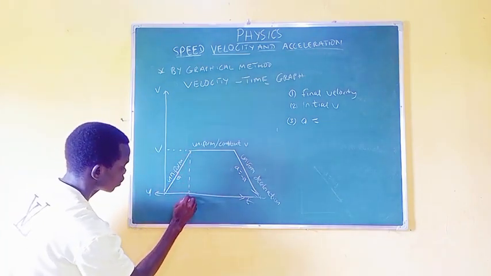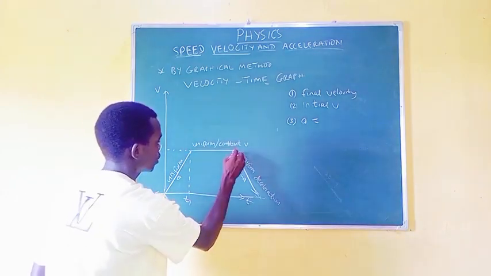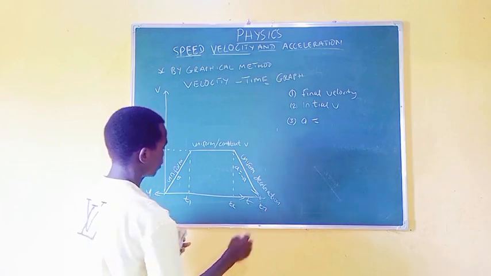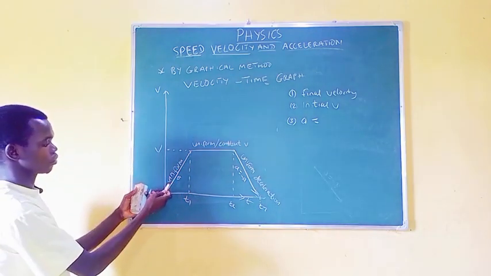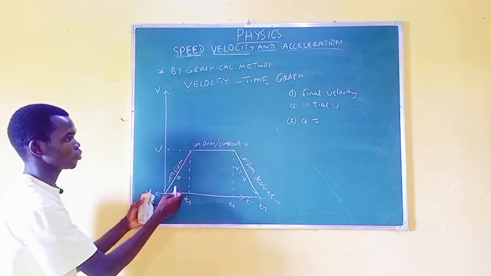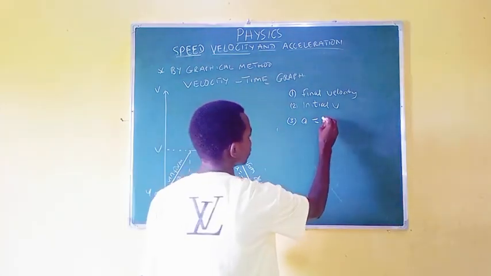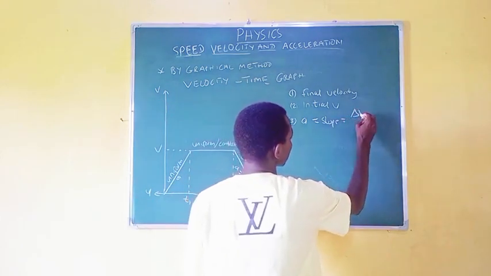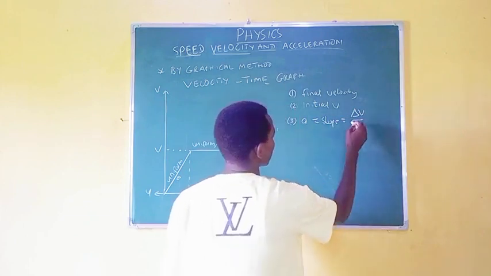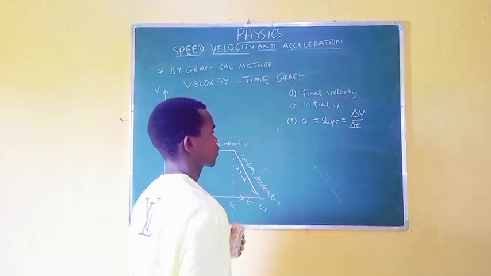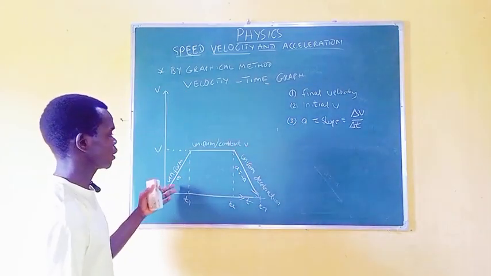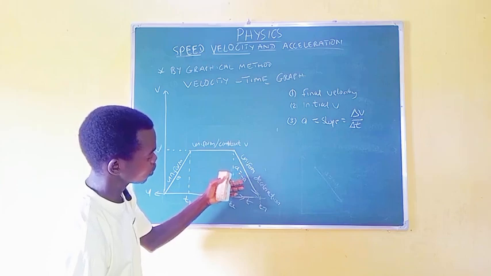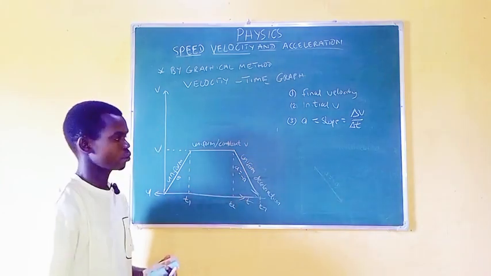Let's say from here to here is t1, here to here is t2, and here is t3. Also, we find the acceleration along this line is equal to the slope of the graph, which is change in velocity over change in time. From the slope, we can find acceleration. Also, we can find uniform deceleration from this other slope.